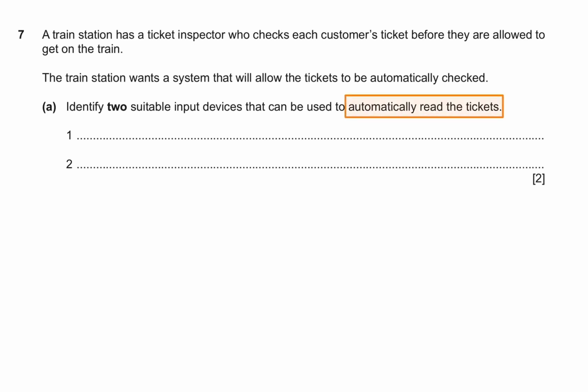All right, it's being used because he's checking the customer's ticket before they're allowed. So it wants a system. The answer could be a barcode scanner or a QR code, because now people often use QR code. Barcode scanner or a QR code scanner.